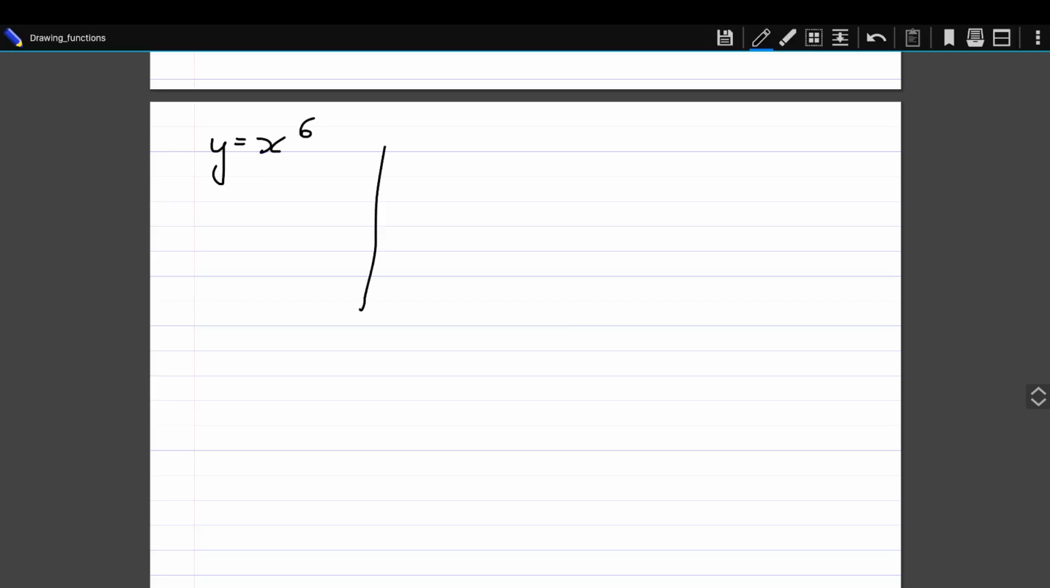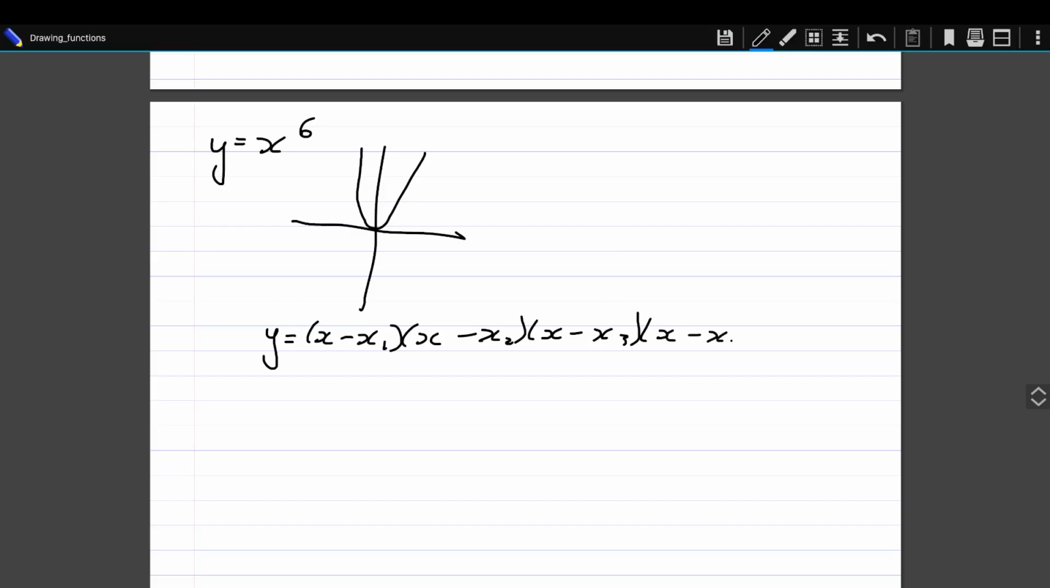The graph of x to the 6 is again quite uninteresting. But as soon as we make it a much more interesting function, let's say you can factorize it as x minus x1 times x minus x2 times x minus x3 times x minus x4 times x minus x5 times x minus x6, where x1 to x6 are distinct reals, you're going to get a function with 6 x-intercepts.